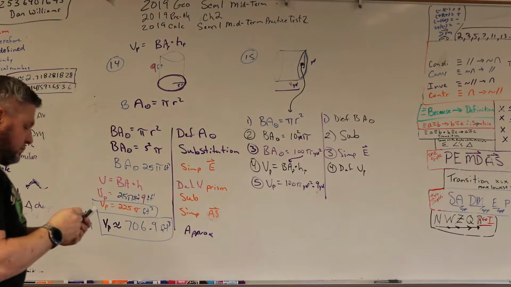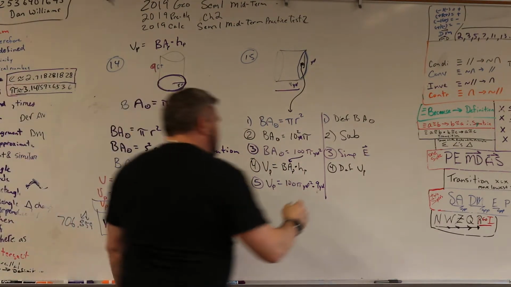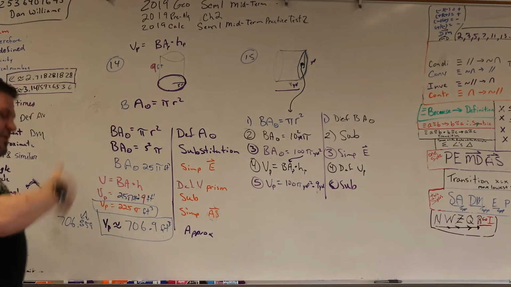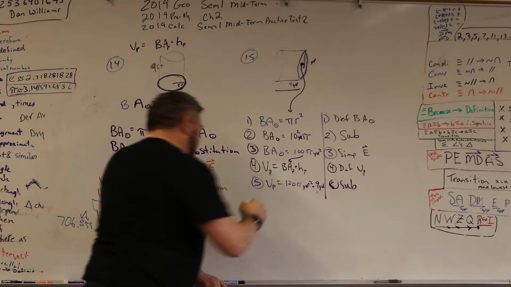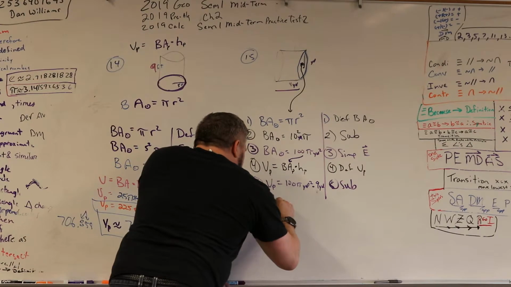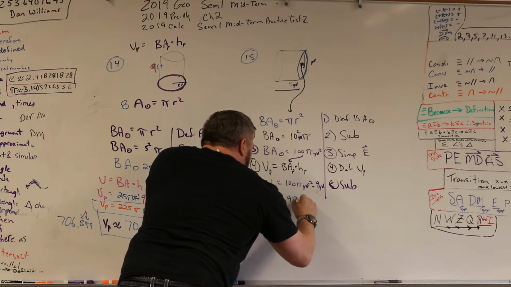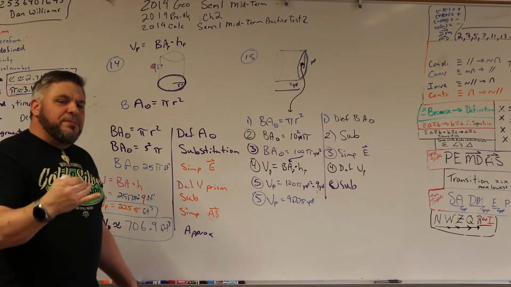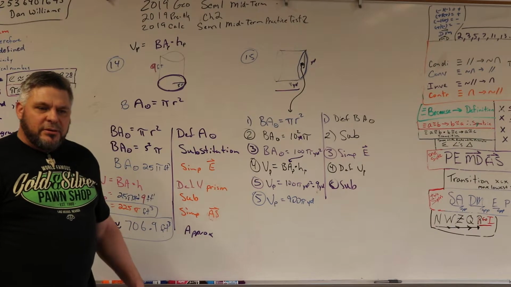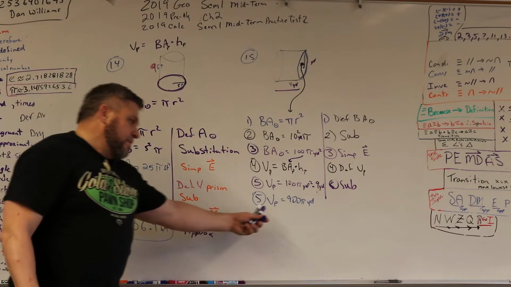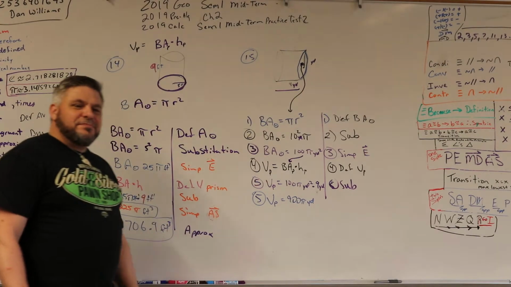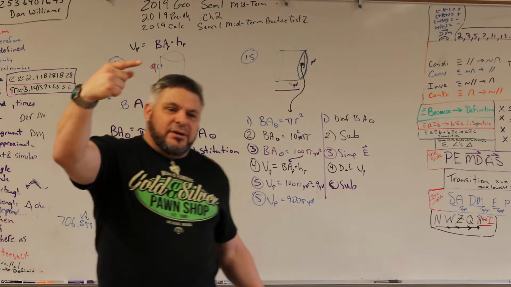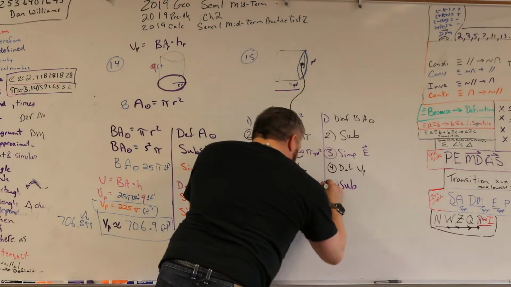Okay? So, substitution. And what is 9 times 100? 900. So the volume of the prism is 900 pi yards. Is it cubed, squared, or just yards? Cubed. Remember, if I have 2 here and 1 here, 2 and 1 make 3.